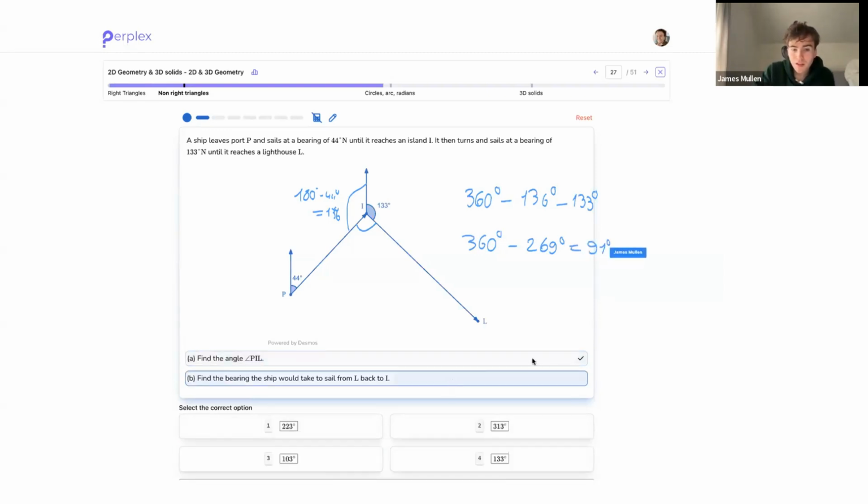All right, part B. Find the bearing the ship would take to sail from L back to I. To get from I to L, it took a bearing of 133, so I just add 180. It does a U-turn. It does 133 degrees plus 180 degrees, and that is going to give me 313 degrees. That's my answer, 313.